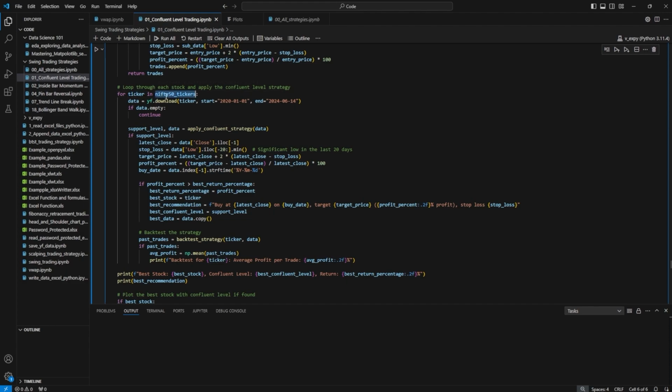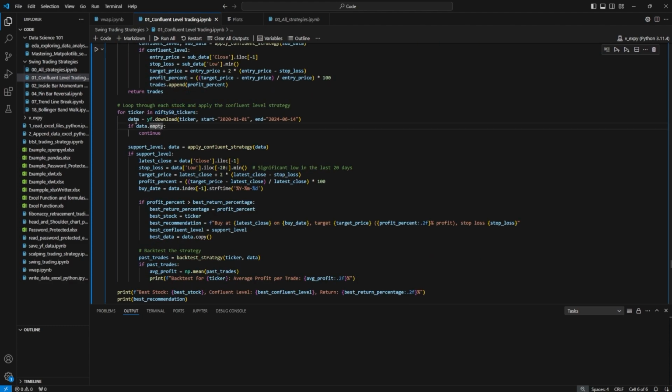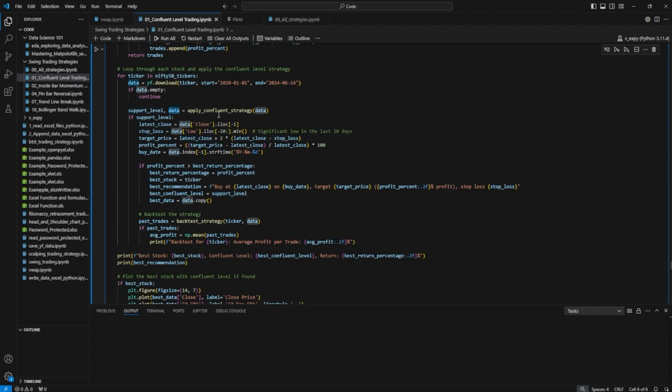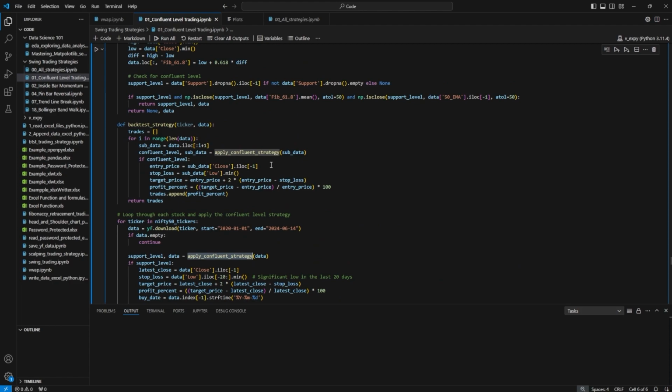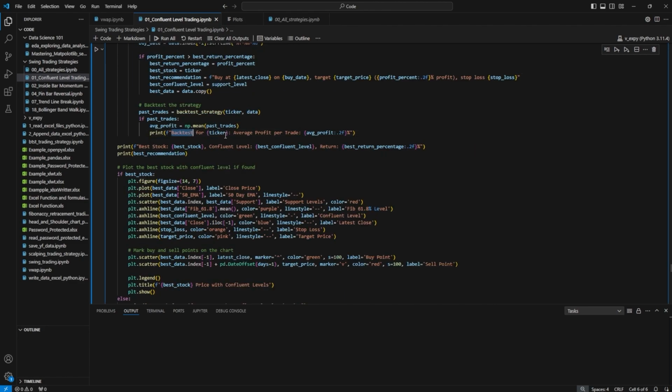For each ticker in the list of tickers that we spoke about earlier, it will go through each of them and download the data from the Yahoo website. We are downloading the data from 1st of January 2020 to June 2024. We create the support level with the help of the confluence level strategy that we built. If the profit percentage is greater than the best return percentage, it will go through the logic again and give us the best recommendation. We are backtesting for this particular ticker, and it will give us the average profit per trade.